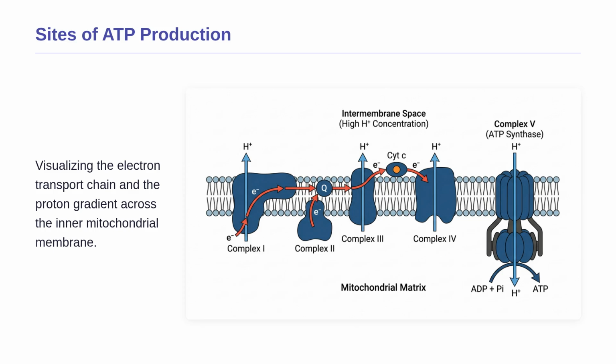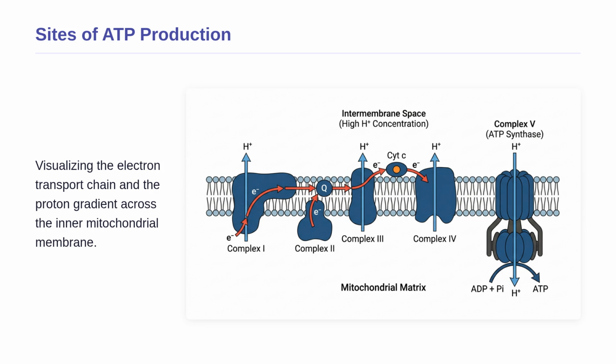Having calculated the exact energy yields, let us visualize this entire process together. Here you are looking at a detailed schematic of the inner mitochondrial membrane. Notice the lipid bilayer separating the matrix below from the intermembrane space above. On the left, you can see complexes 1, 3, and 4 acting as proton pumps. The upward arrows clearly show protons being pushed into the intermembrane space, building that high concentration gradient.